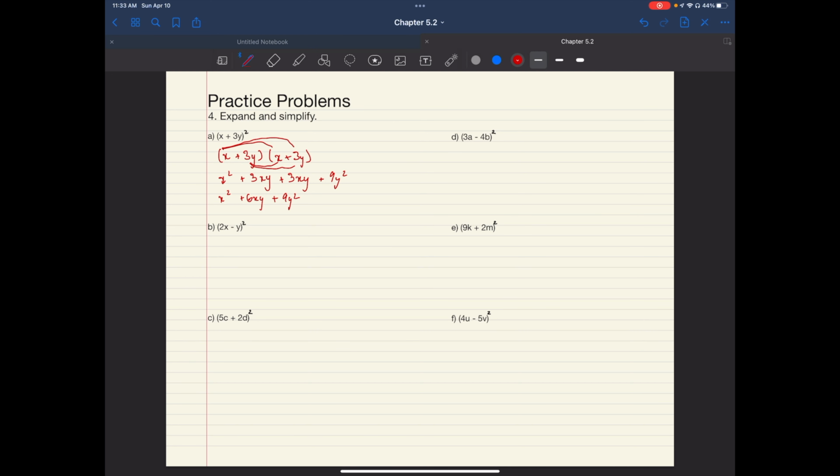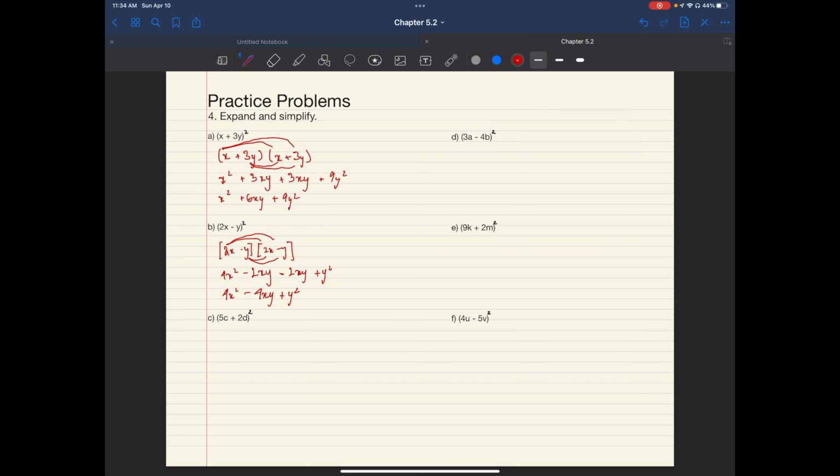Okay, oh, and the next one's a negative. So 2x minus y, 2x minus y, 4x squared minus 2xy minus 2xy plus y squared. Collecting like terms, 4x squared minus 4xy plus y squared.